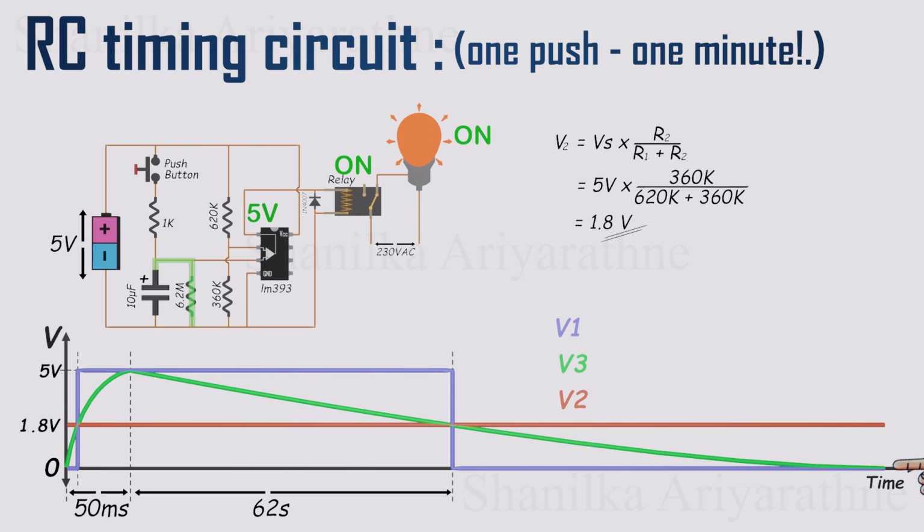The best part? You can easily adjust the delay time by changing the resistor or capacitor values. Bigger resistance or bigger capacitance means a longer delay. Smaller values give you a faster one.